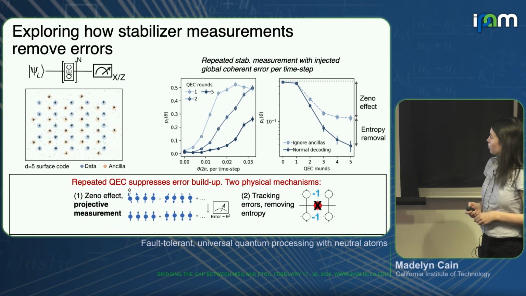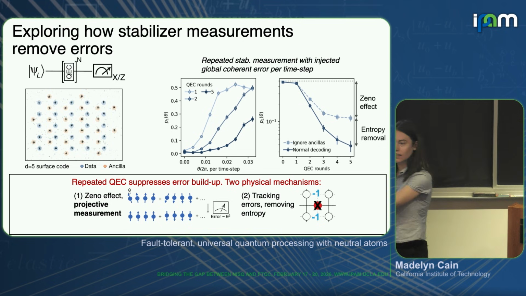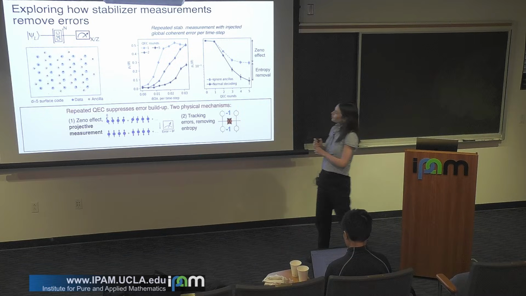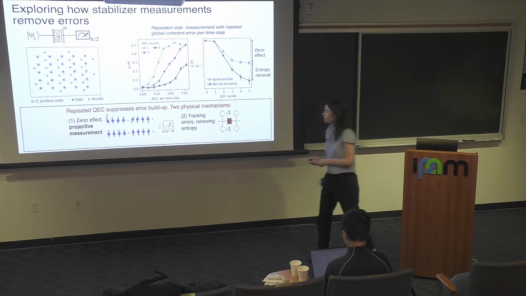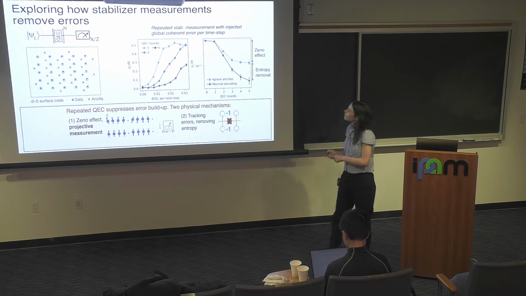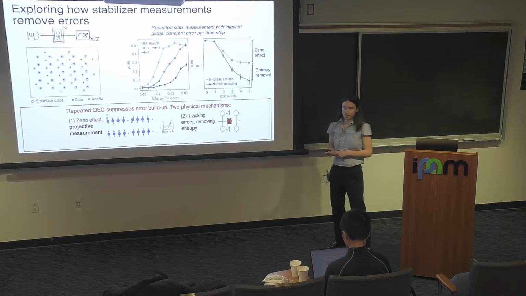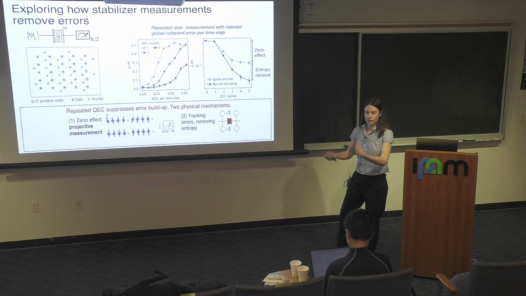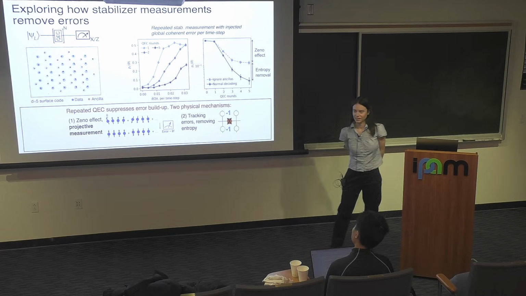In a setting where you're not intentionally injecting these kinds of errors, would you believe that this might be representative of what would happen? Good question. If we weren't injecting these global errors, then we don't typically see global over-rotations, and I think that would reduce the impact of this Zeno effect. Most of the gain that you're getting is from just tracking errors as they occur throughout time.